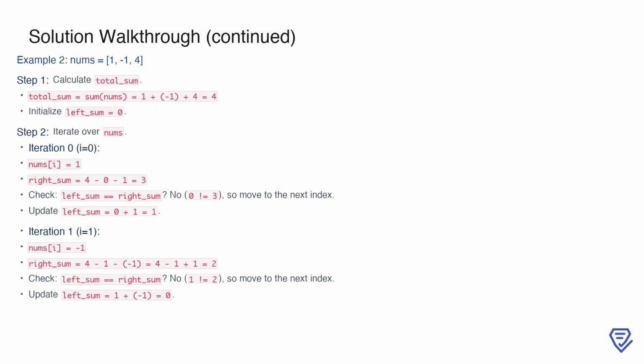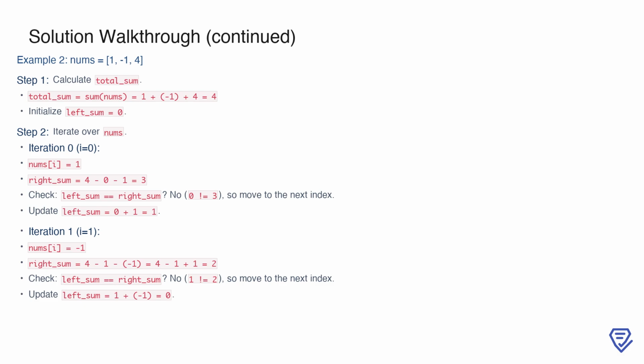In example 2, the nums array is 1, -1, 4. First, we calculate total_sum by adding the elements together, resulting in 4. We initialize left_sum as 0. Then, we begin iterating through the array. In iteration 0, where i equals 0, nums[i] is 1. The right_sum is calculated as 4 minus 0 minus 1, which is 3. Since left_sum is not equal to right_sum, we update left_sum by adding nums[i], making left_sum 0 plus 1, which is 1.